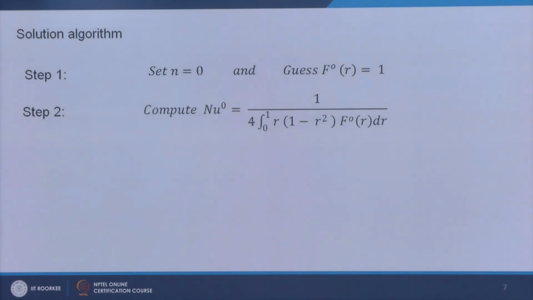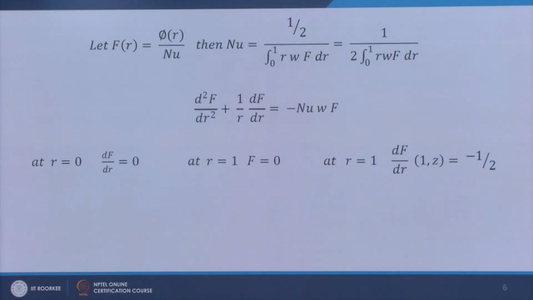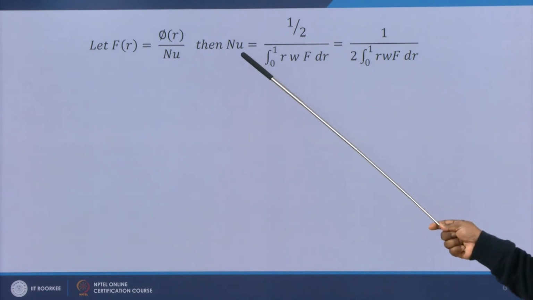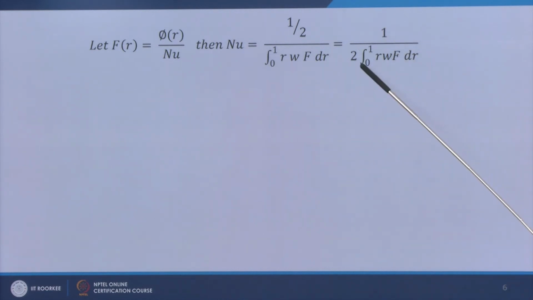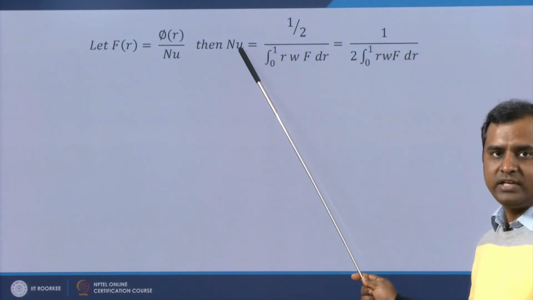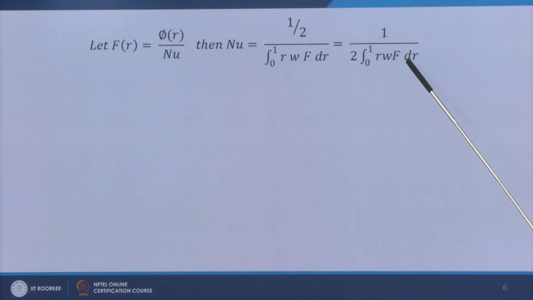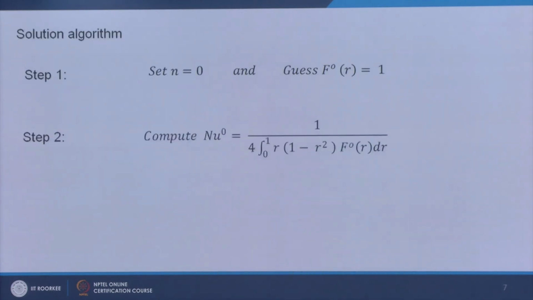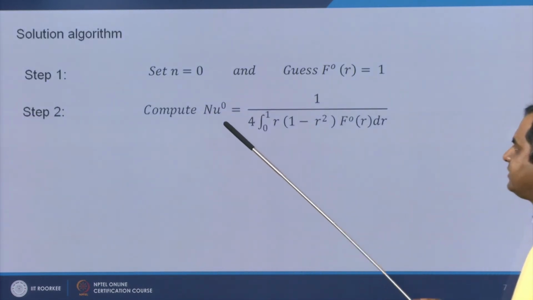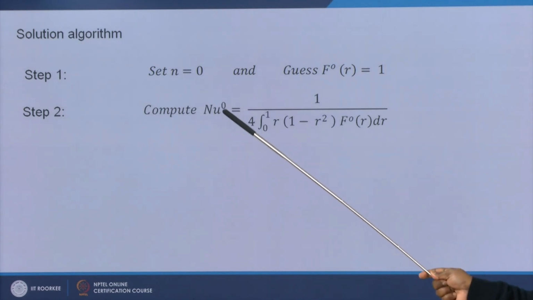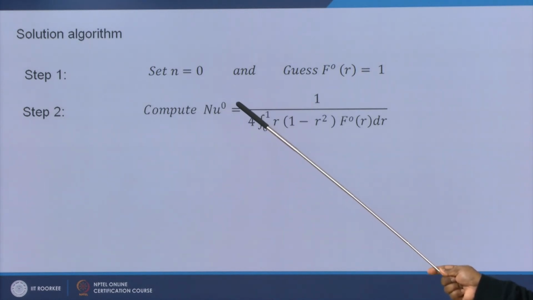Already I have shown you that the Nusselt number is nothing but 1 by 2 into the integral from 0 to 1 of r w f dr. Once you have the value of f, and w is also a known profile, we can find out the value of this integration, and ultimately we get the Nusselt number. So with the initial guess of f, we first find out the Nusselt number, and we denote this as the Nusselt number at level n equals 0.